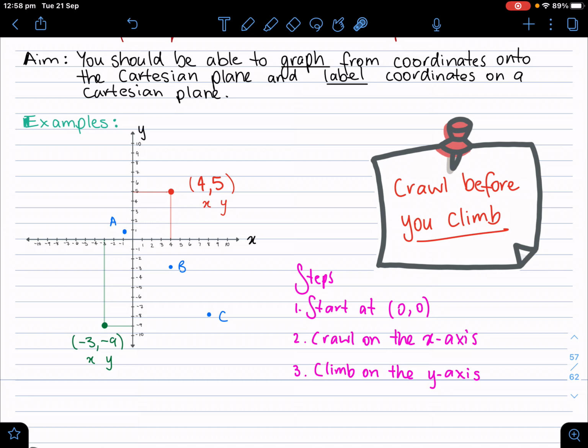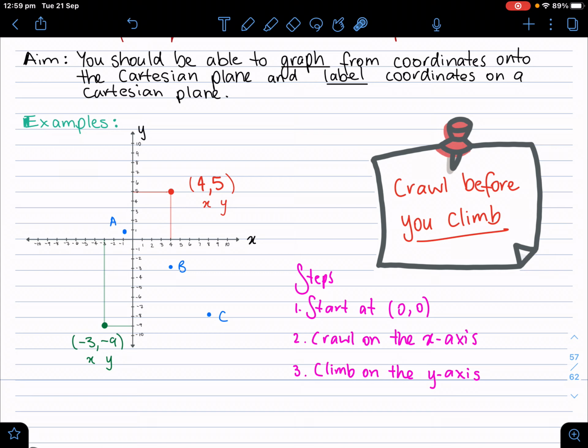Let's look at the green dot now. Let's follow the same steps. Start at 0, 0, crawl on the x-axis, -1, -2, -3. So the first number there is -3, which is the x coordinate. And it's matching y coordinate. How much do we have to climb? Well, we have to climb down to -9. And that's its y coordinate.